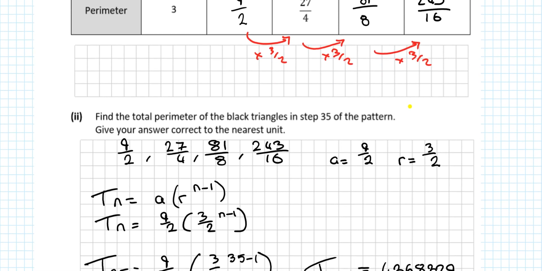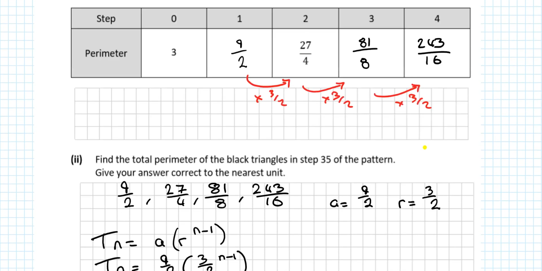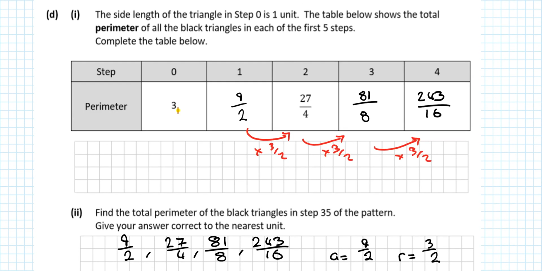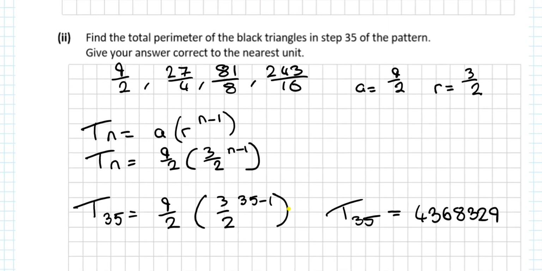Find the total perimeter of the black triangles in step 35. Now this is weird. Watch the perimeters. What's happening to the perimeter? 3 goes to 9 over 2. 9 divided by 2 is 4.5. The perimeter has gotten bigger. 27 divided by 4, that's 6.75. The perimeter is getting bigger. So the more black triangles there are, the bigger the perimeter has gotten.